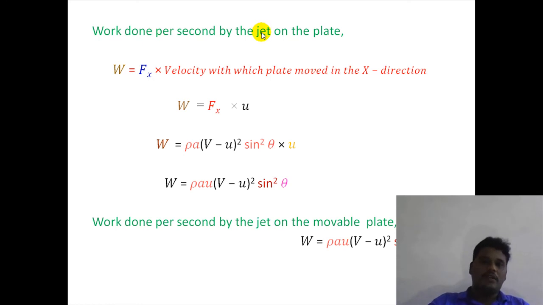Next, work done per second by the jet of water. Work done per second by the jet on the plate is W, which equals Fx multiplied by the velocity of the plate moving in this direction. So W equals Fx multiplied by u. Along the x direction, W equals rho A (v minus u) square sin square theta multiplied by u. Now W equals rho A u (v minus u) square sin square theta. This is the work done per second by the jet on a moving flat plate.